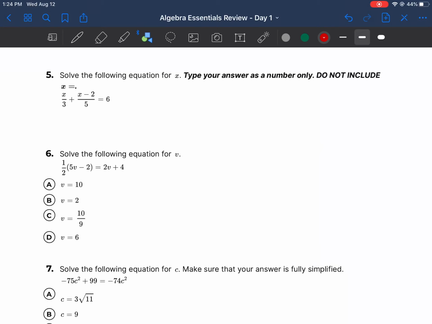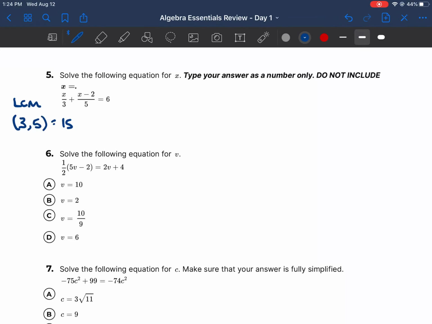Looking at number 5, solve the following equation for x. Type your answer as a number only. Do not include the x equals. So for a problem like this, a lot of students might get a little apprehensive at first because of the fractions. Well, we actually have a neat way to eliminate all fractions in a problem. If we look at the denominators 3 and 5, let's think of the LCM, the least common multiple of 3 and 5. Well, the LCM of 3 and 5 would actually be 15.